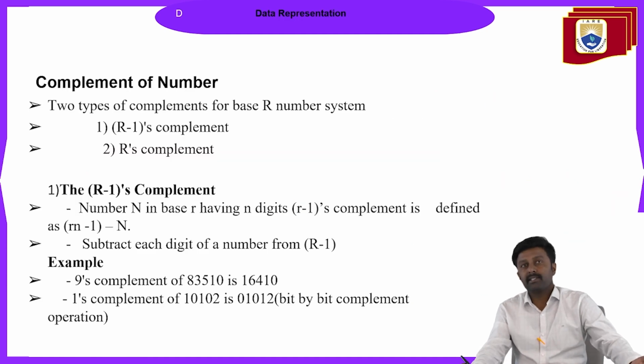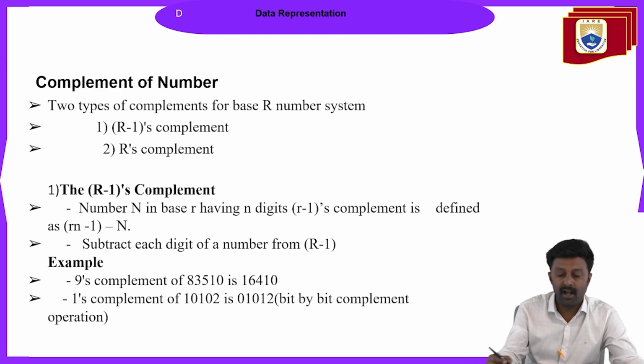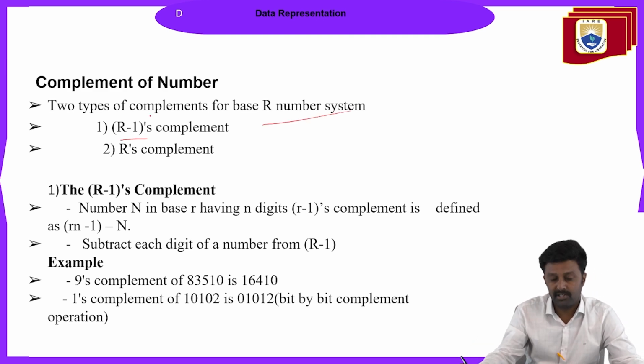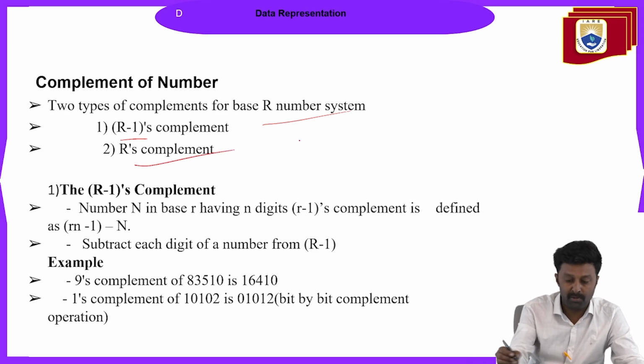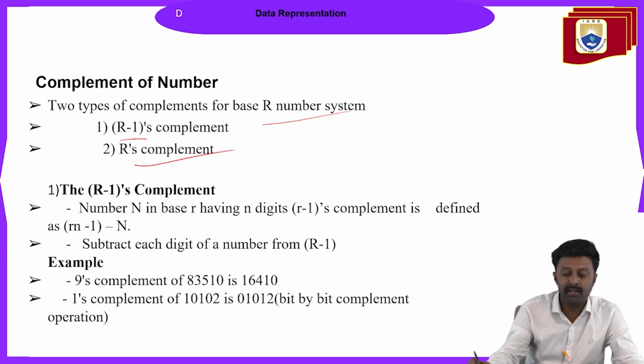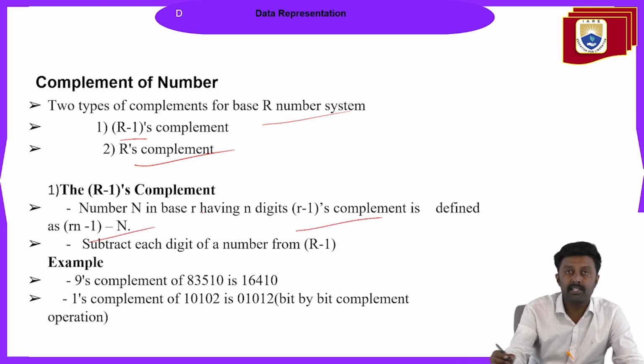So then in the data representation, the next topic is the complement of a number. There are two types of complement of any number. Let us say R is a number system. So there will be R minus 1 complement and R's complement. We'll see these one by one. The R minus 1 complement is defined as (R minus 1) minus N.